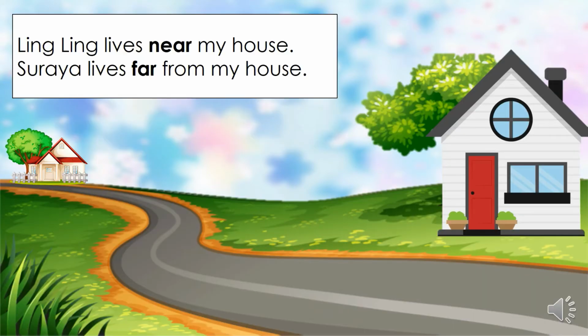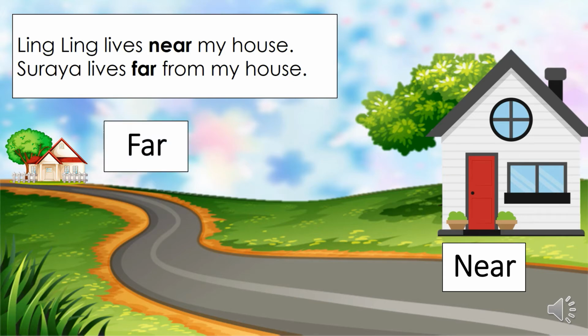Next question. Ling Ling lives near my house. Suraya lives far from my house. As you can see, Ling Ling's house is nearer. Meanwhile, Suraya's house is very far. The keywords for length are near and far.